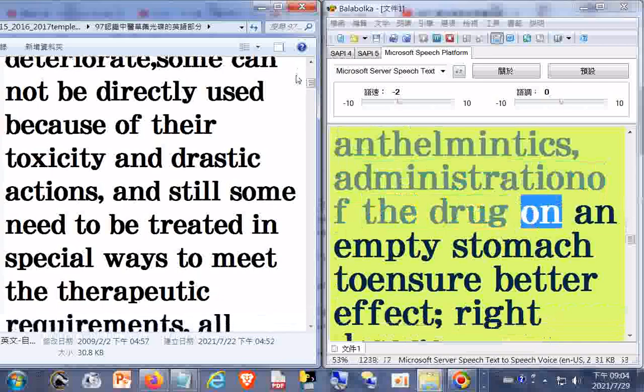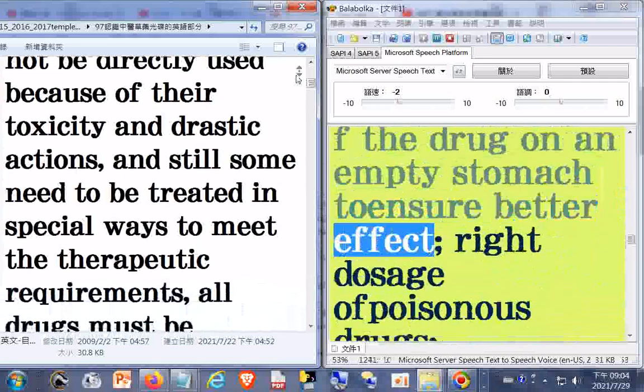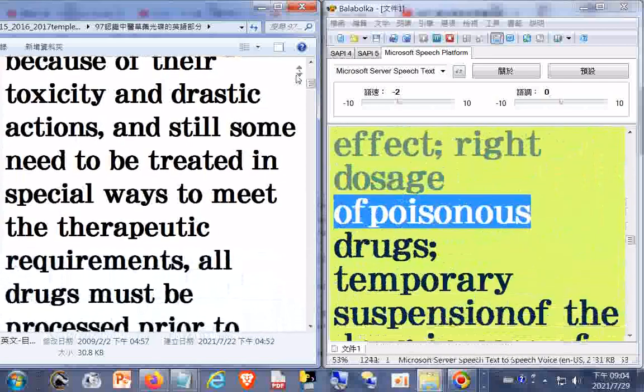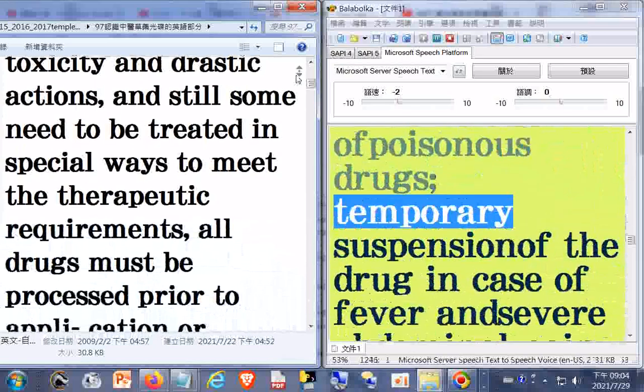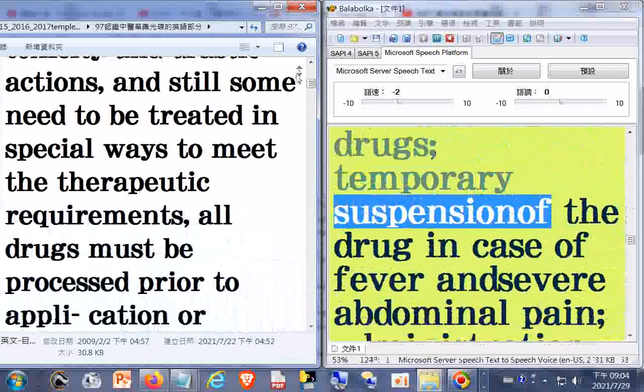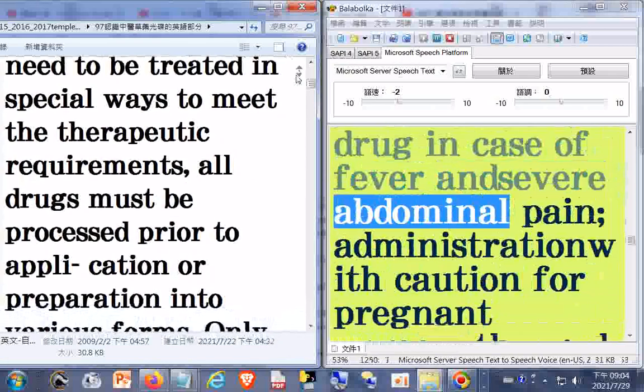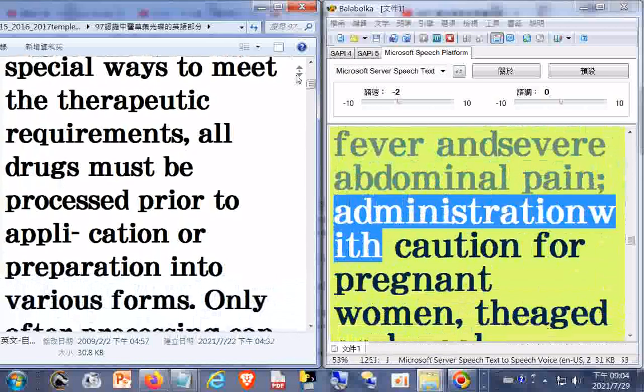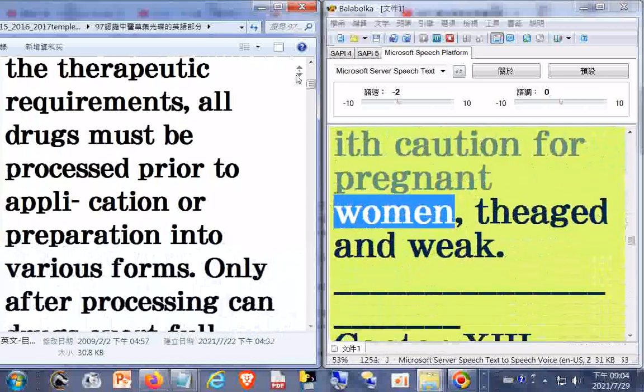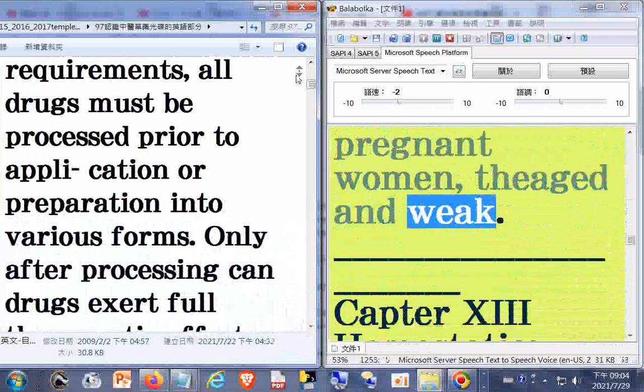Administration of the drug on an empty stomach to ensure better effect, right dosage of poisonous drugs, temporary suspension of the drug in case of fever and severe abdominal pain, administration with caution for pregnant women, the aged and the weak.